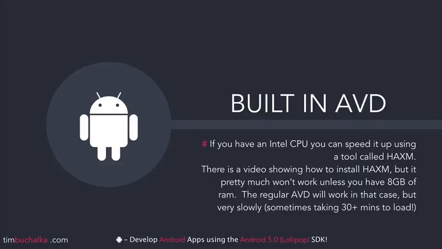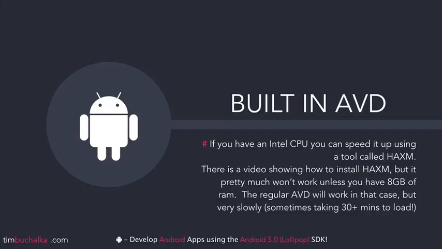Now Haxm, there is a video showing how to install that, but firstly it won't work on your computer if you haven't got an Intel CPU, and in most cases it pretty much won't work unless you've got 8 GB of RAM or more. Now the regular AVD will still work in that case. I've had people being able to use that successfully with 4 GB at a stretch of RAM, but it'll be very slow in that case without Haxm.